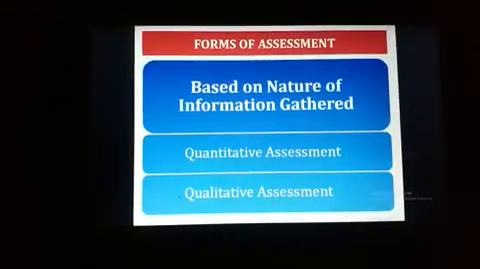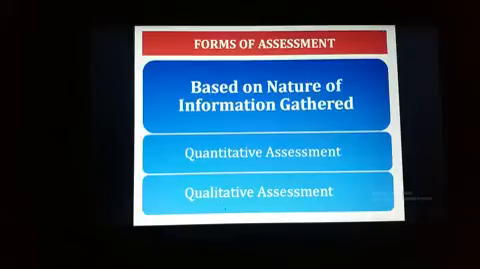Then based on nature of information gathered, how we obtain information, on that basis we can also categorize assessment. That is quantitative assessment and qualitative assessment. Quantitative assessment is the process of assigning numbers or numericals, measurement, particularly measurement in terms of quantitative aspect. Length, measurement of length, measurement of breadth, measurement of height, measurement of weight.